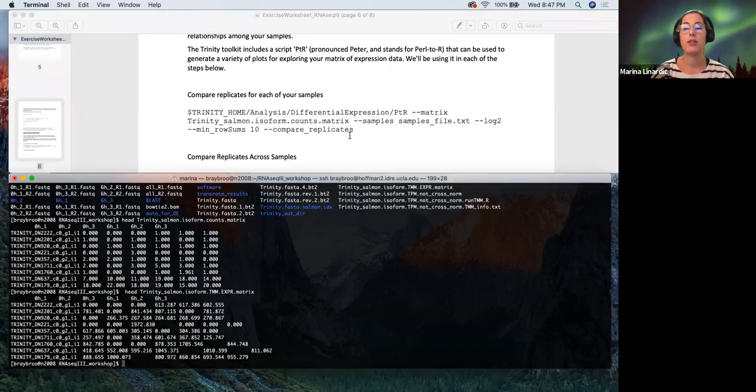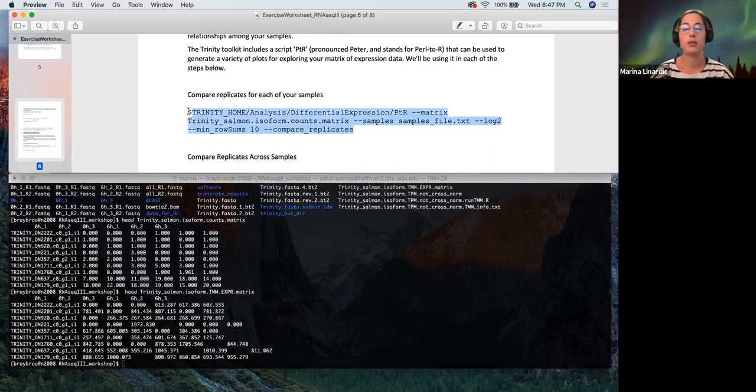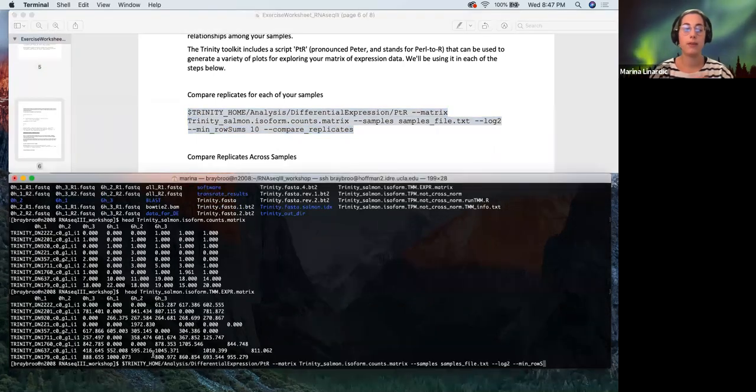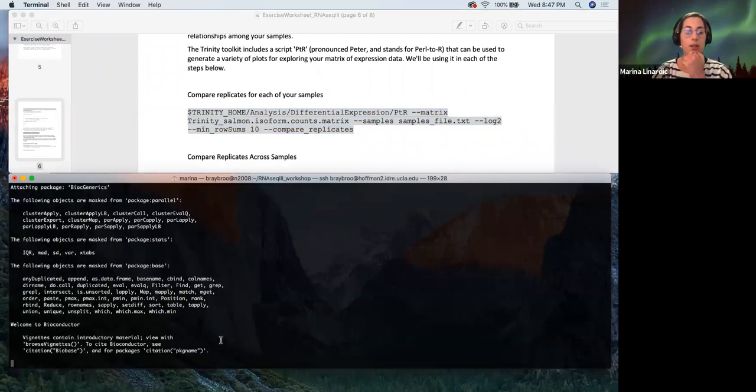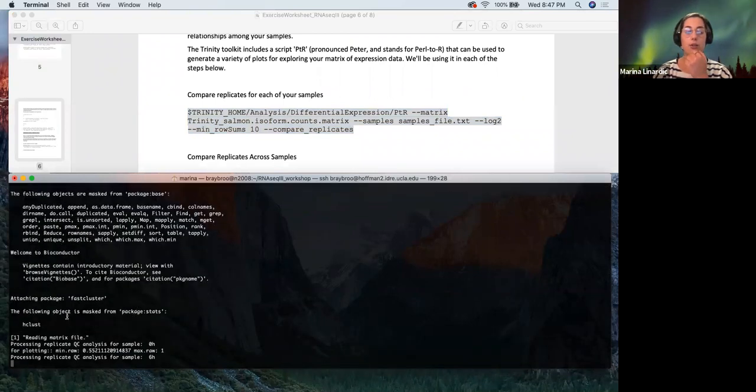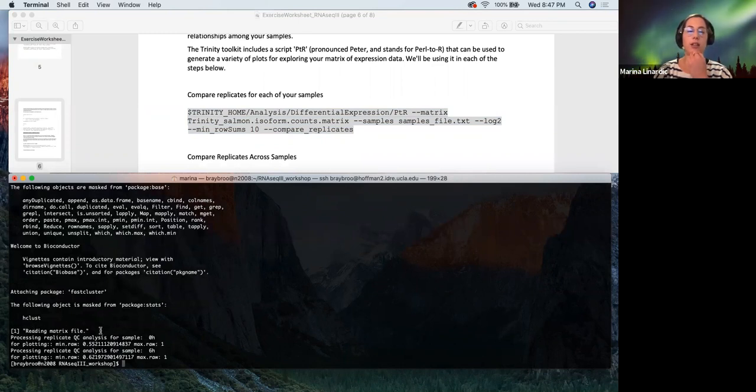To do this, we just copy and paste all of this here, and it's just going to run it. It's going to read in the matrix file. It's going to do the QC for our 0 hours, and it's going to do our QC for the 6 hours.